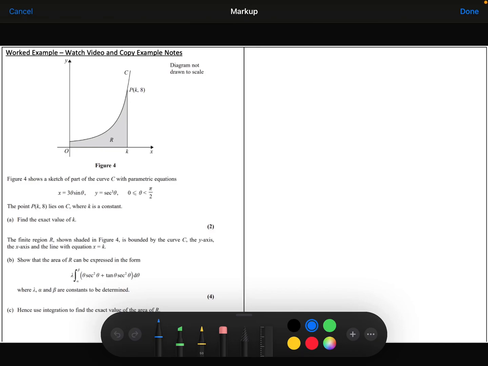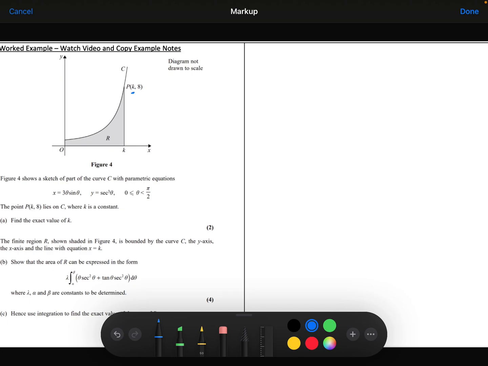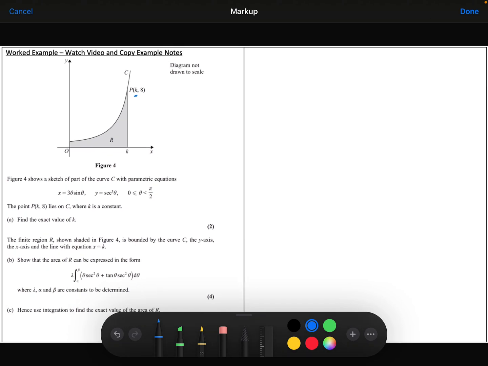Figure 4 shows a sketch of part of the curve C with the parametric equations x equals 3 theta sine theta, y equals sec cubed theta, where theta is between 0 and pi over 2. The point P with x coordinate k, y coordinate 8 lies on C, where k is a constant. I need to find the exact value of k.